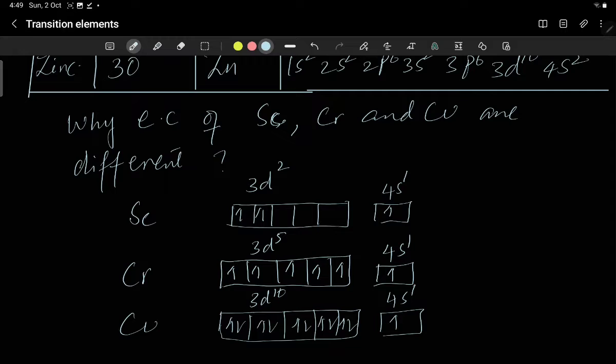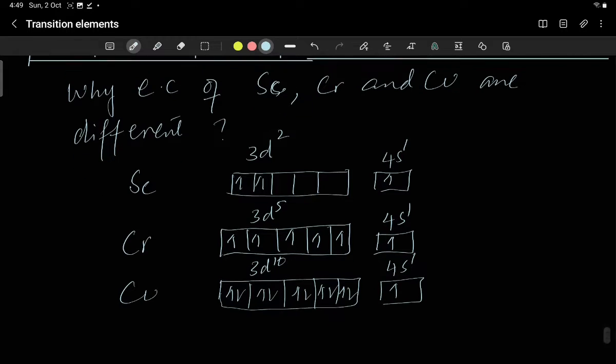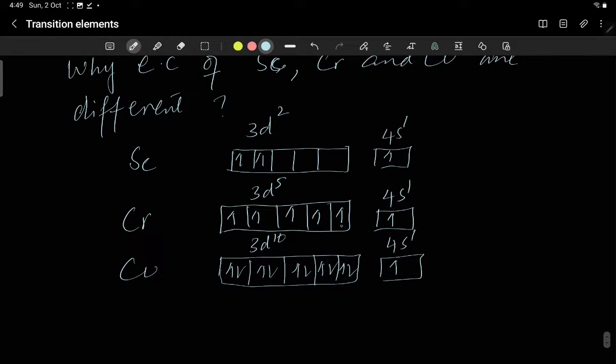The reason is this: the electronic configuration of chromium, copper and scandium are unusual relative to those of the other transition elements. Chromium continues to complete the 3d orbitals. So instead of writing 3d4, I have written 3d5 and 4s1. This is due to chromium continuing to complete its 3d orbitals with unpaired electrons at the expense of the 4s orbital.